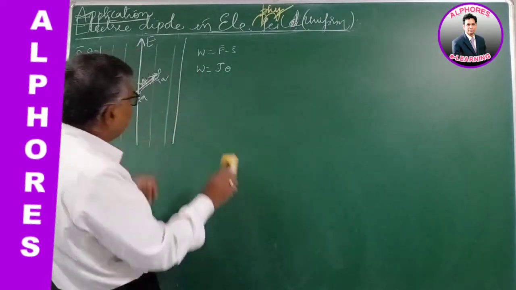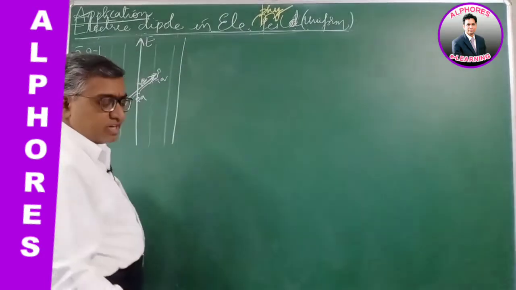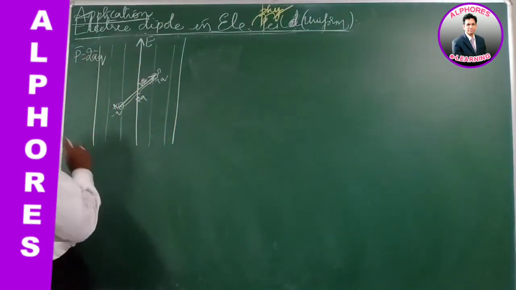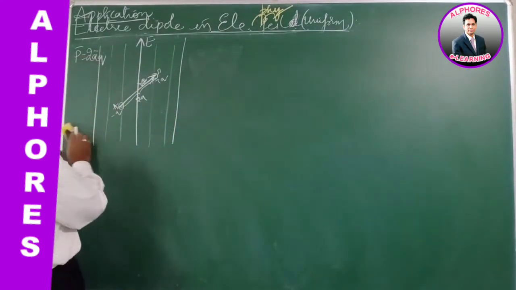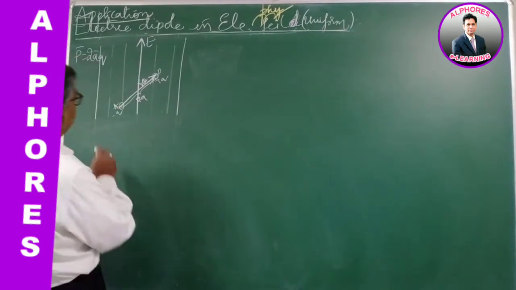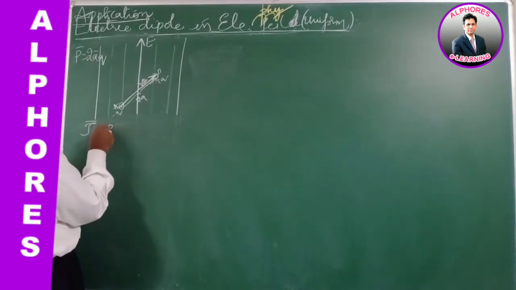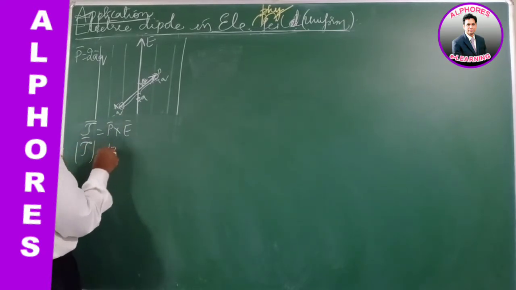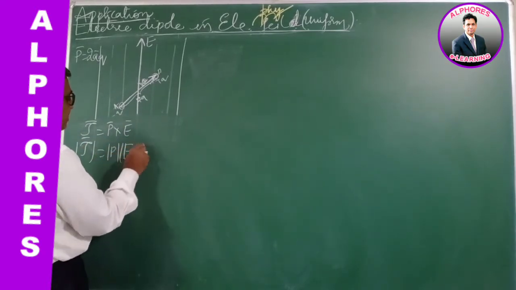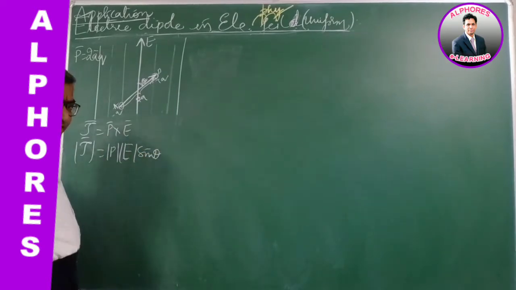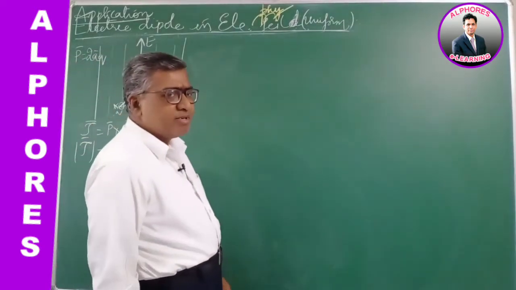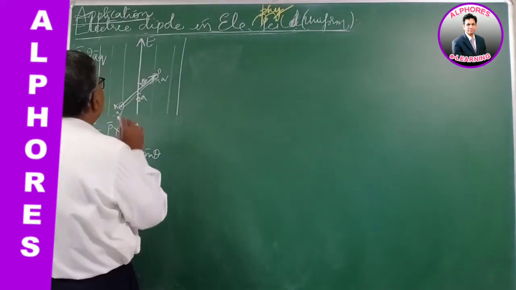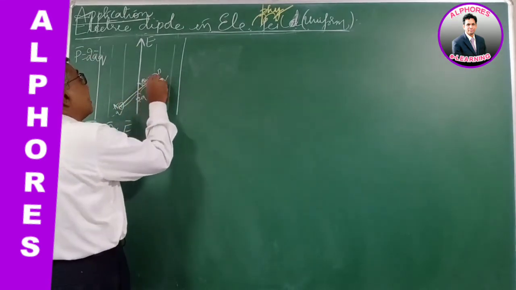So here I want to produce a rotation effect. So the work done is to be taken as tau into theta, that is torque into theta. We know the torque acting on the dipole is P bar cross E bar. That is, mod of torque is mod P mod E sine of the angle between the two vectors. So let the dipole be at some angle theta.